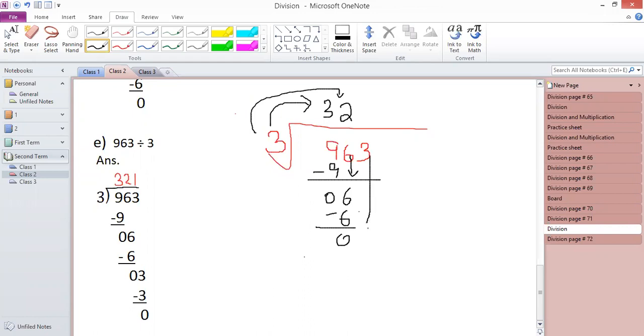Drop this 3 down now. 3 divided by 3 equals 1, because 3 1s are 3. Multiply this 3 by 1. 3 1s are 3, minus, 0. So this 0 is the remainder, and 321 is your answer. Up to here, everything is clear, guys?